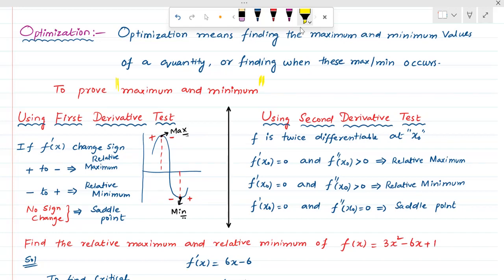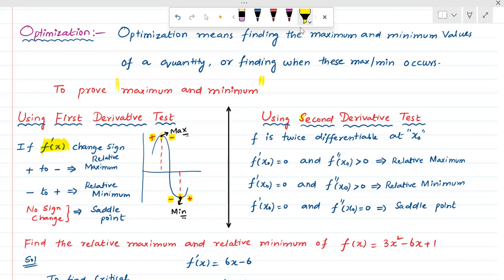Using the first derivative test, what is that? We use f prime, the first derivative. To find the critical value, set f prime equals 0, and you will get a critical value. If the sign changes from plus to minus, you will have a maximum. When you have a minus to plus, it is a minimum point.